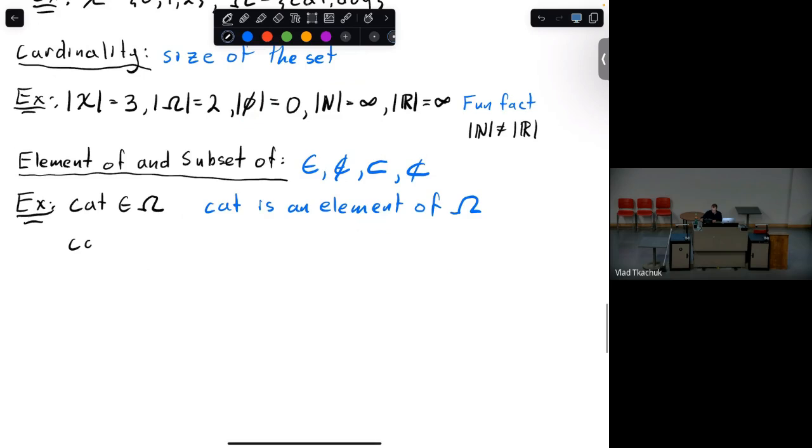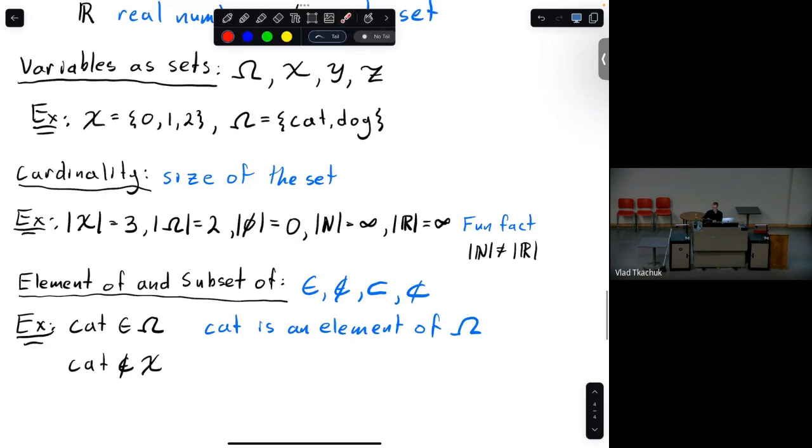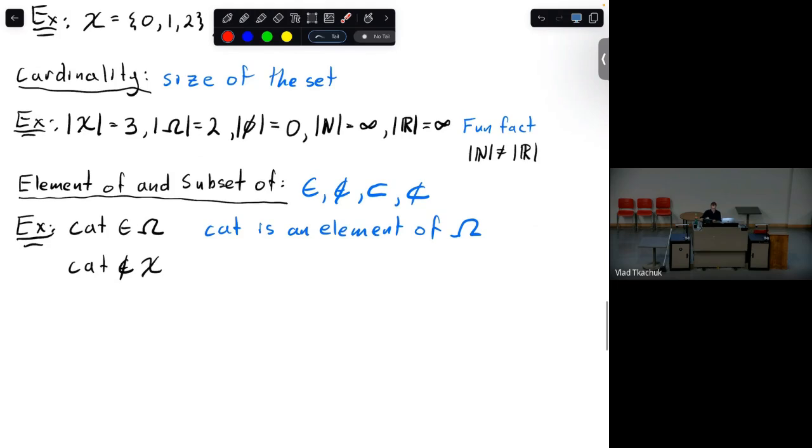Notice that cat is not an element of calligraphic X. Why? If you look at calligraphic X, it has numbers, not cat in it. Okay, so simple enough, right? And so now we can actually give you an idea of what the real numbers are.